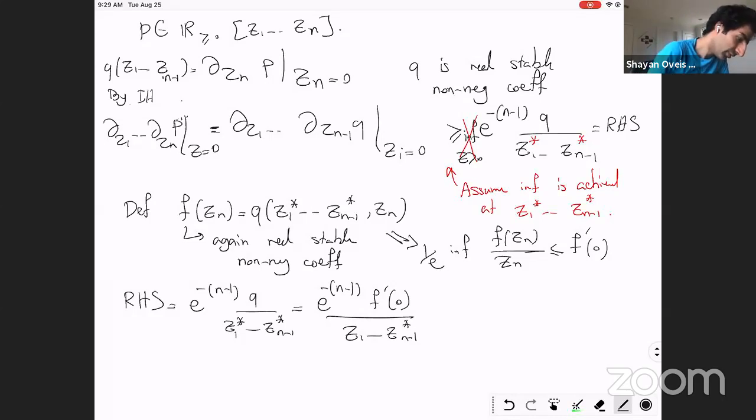Sorry, wait a second. Oh, sorry, I made a mistake. F is not q of z1 star up to zn minus 1 star, comma zn. F is P of z1 star up to zn minus 1 star, comma zn.